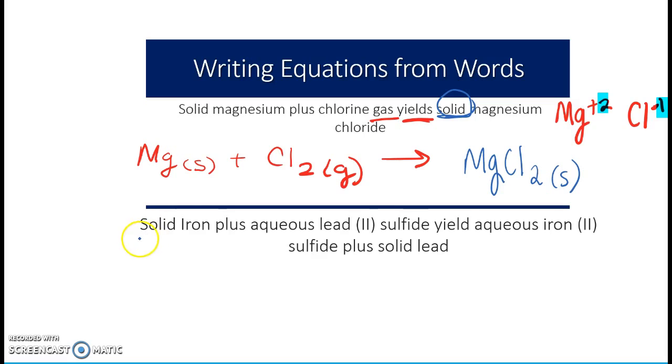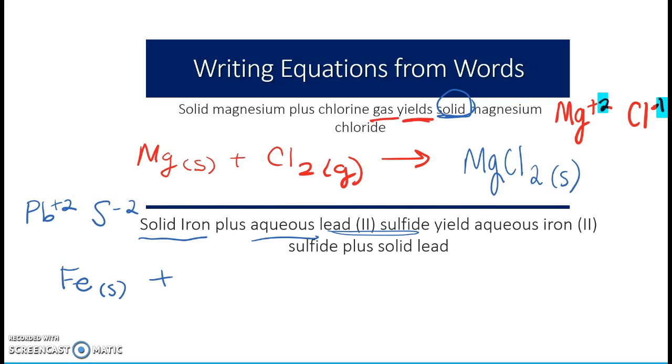Our next example, we have solid iron. The symbol for iron is Fe. Since it's a solid, we have lowercase s. Plus we have aqueous lead 2 sulfide. Again, you'll need to know how to write formulas. So lead 2 is Pb with a +2 charge. Sulfide has a -2 charge. Since those are equal and opposite charges, you can stick them together in a 1-to-1 ratio. You'll have PbS. And it's aqueous, so we need aq.